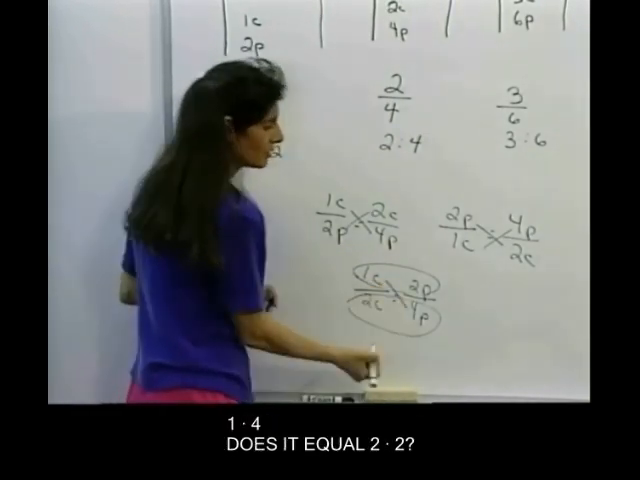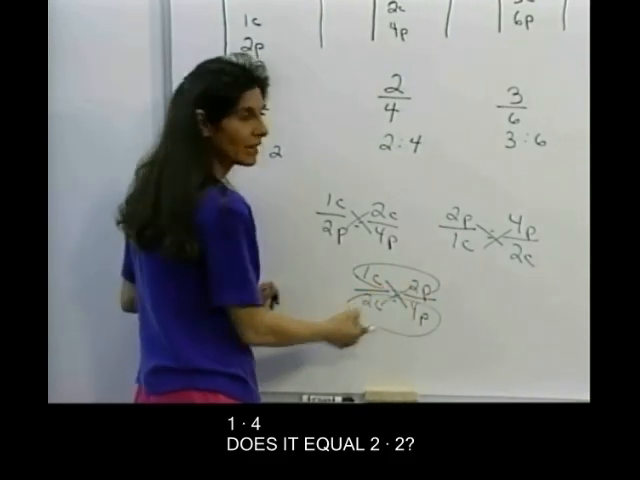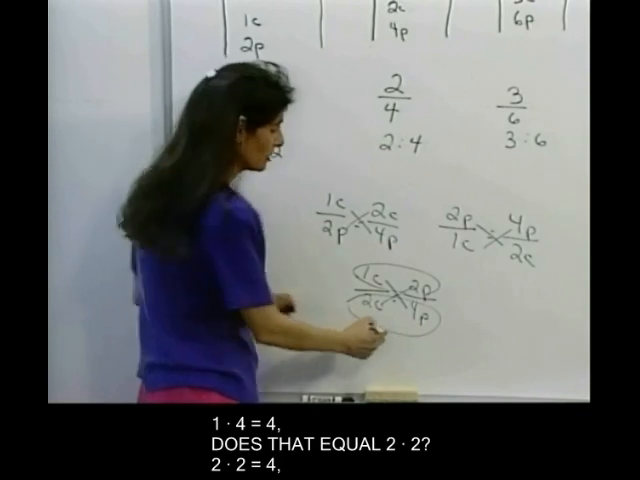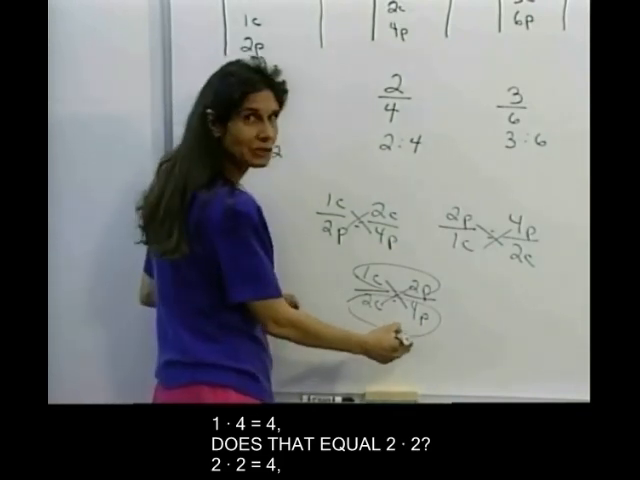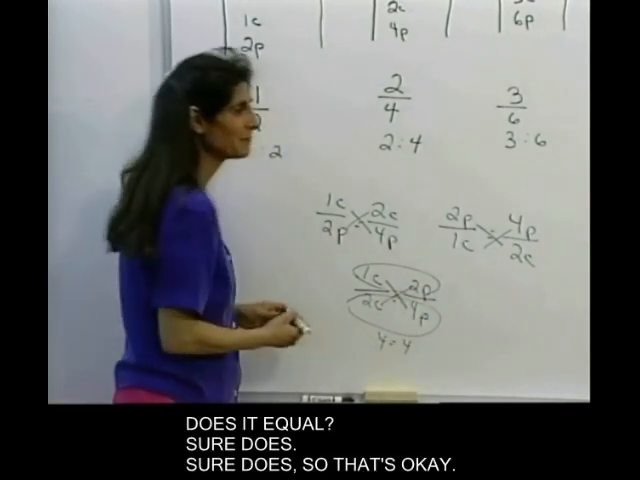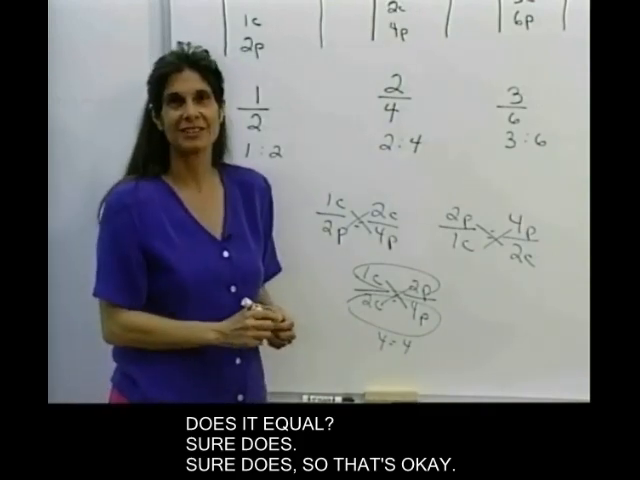1 times 4, does it equal 2 times 2? 1 times 4 is 4. Does that equal 2 times 2? 2 times 2 is 4. Does it equal? Sure does, so that's okay.